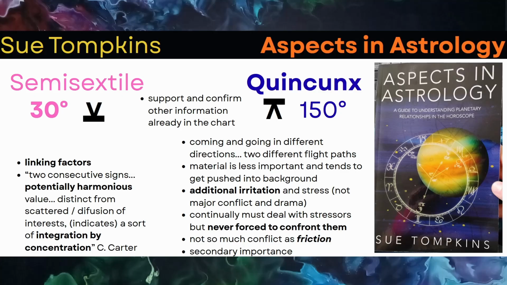Oppositions clearly do this too, but they operate by pulling in the opposite direction, whereas the energy of a quincunx will come from a completely different source. Thus, quincunxes do not give rise to the extremism of the opposition aspect.